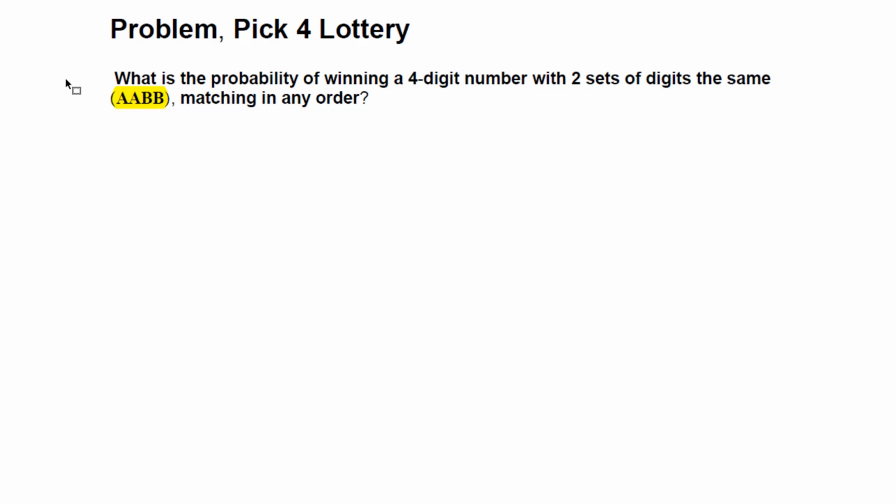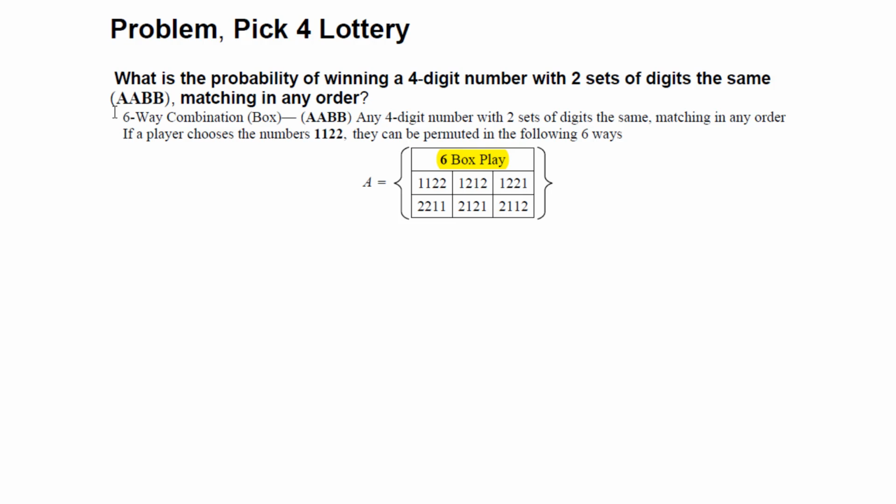Another question: what is the probability of winning a 4-digit number with 2 sets of digits the same, matching in any order? Here we have the ticket in the form of AABB, which could be 7755 or 1122, and they call that a 6-way box, or we can call it a 6-way permutation box, because if we have a ticket such as 1122, then we can permute it in 6 different ways. But how do we know that?